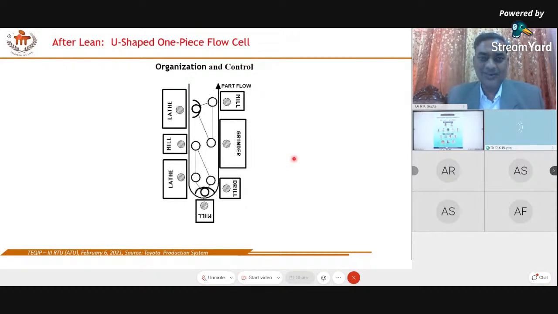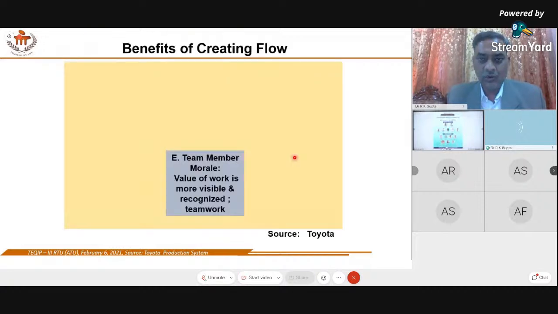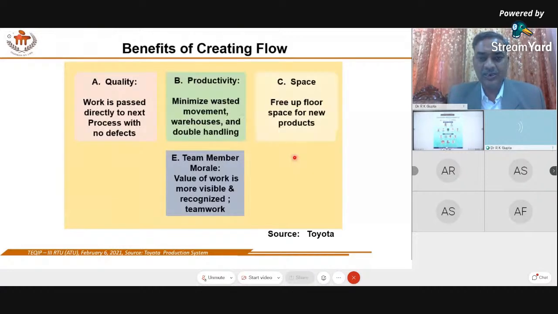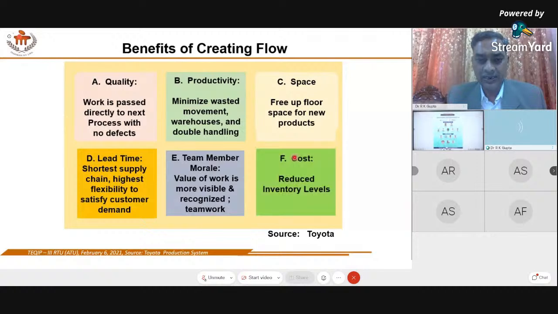So that is the difference between lean manufacturing and the traditional or conventional manufacturing. So what are the benefits of lean manufacturing? One is quality. By using lean manufacturing, work is passed directly to the next process with no defects. If defects are not present in the system, then the quality will be increased. So one is quality.